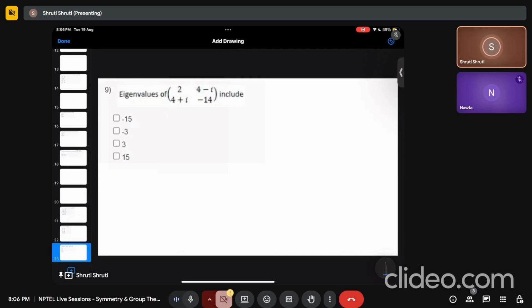Again, the eigenvalues. Can you do it now? Yes, ma'am. So, how will you start? Simply it is 2 minus lambda, 4 minus i, 4 plus i, minus 14 minus lambda. Just from the diagonal elements, you subtract lambda, equals to 0. Then find roots. You will get two values.